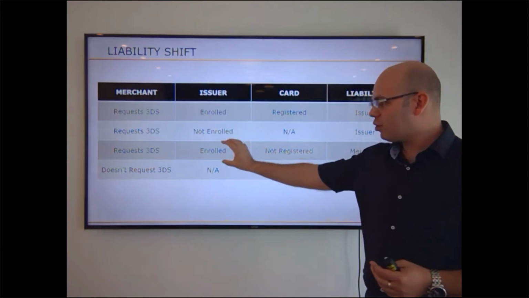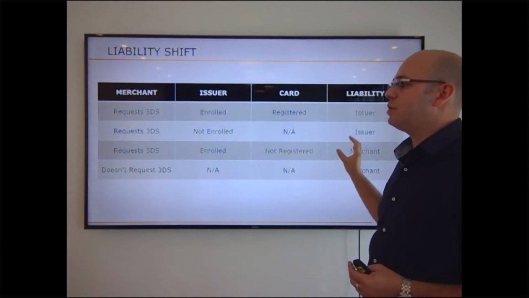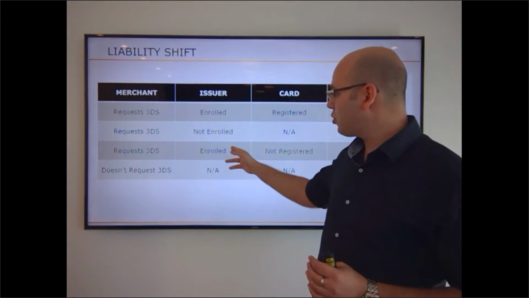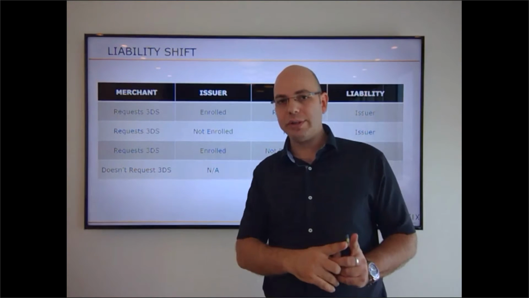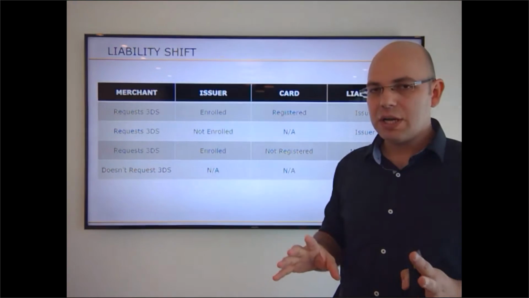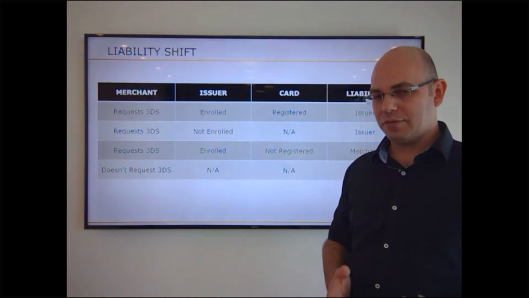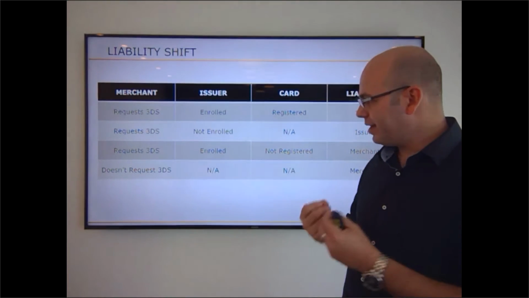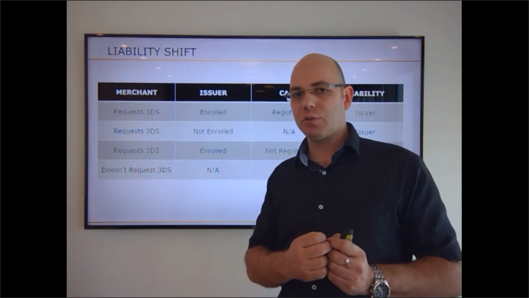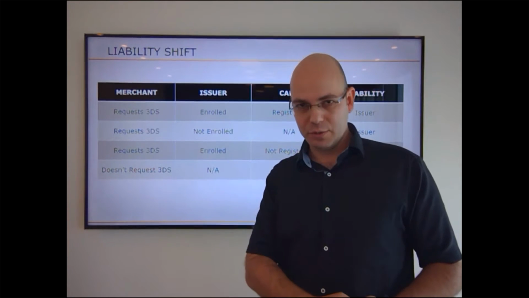Now we get to the complicated situation. So the merchant requests 3D Secure. The issuer is actually enrolled in the program, so the issuer in general does offer 3D Secure or has the capability of offering 3D Secure, but this particular card or card holder is not registered with the issuer for 3D Secure.